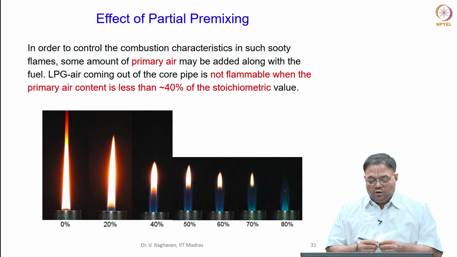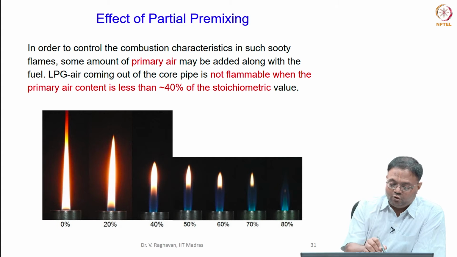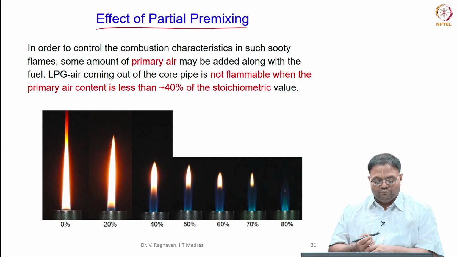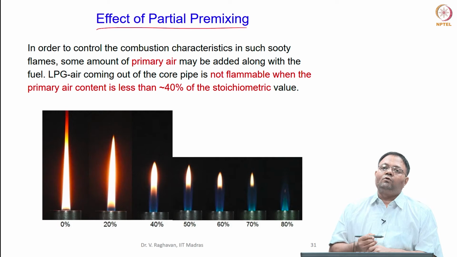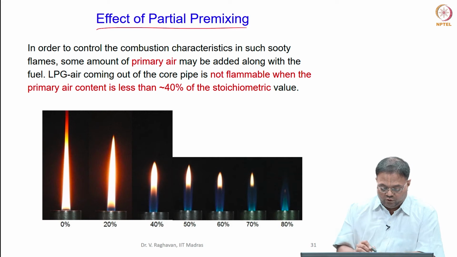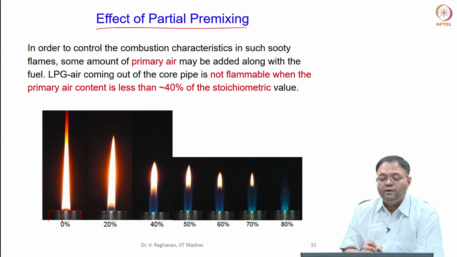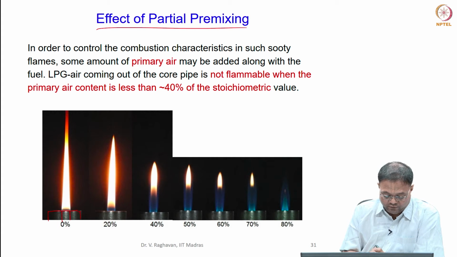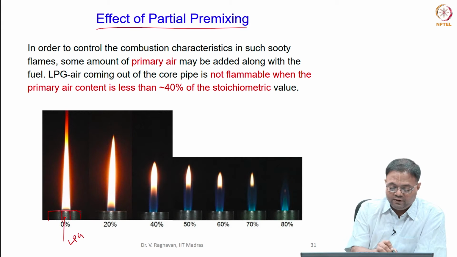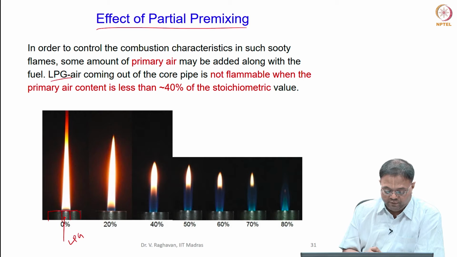Okay, then partial premixing. As I told you, we will now try to add some amount of air in the fuel stream. So, this is a burner. Again, you can see this is a coflow burner. Basically, there is a core and annulus region, and this is the region where we are now supplying only the fuel here. LPG is used, and some partial premixing we are doing.